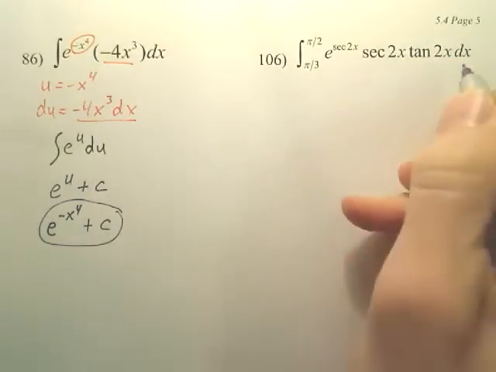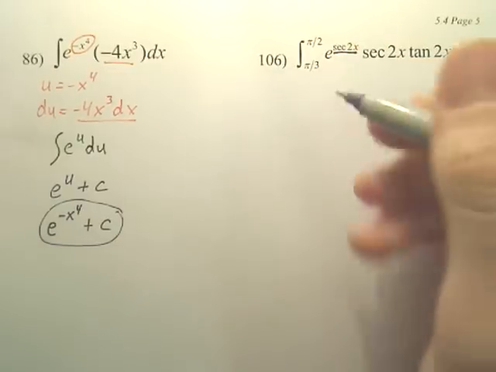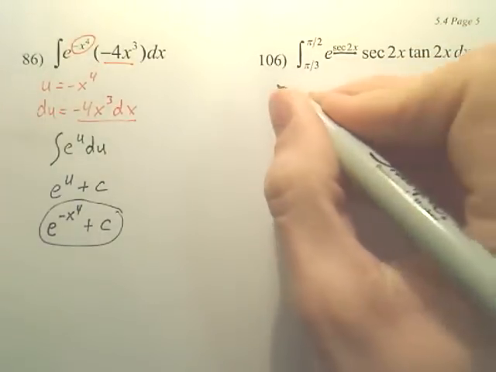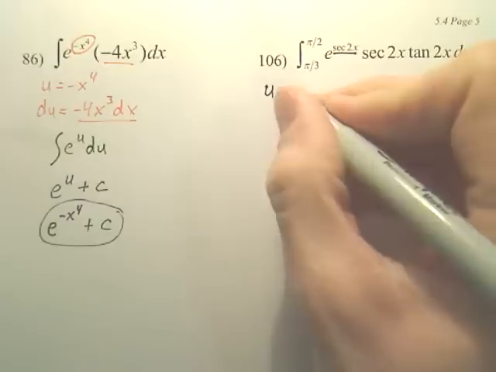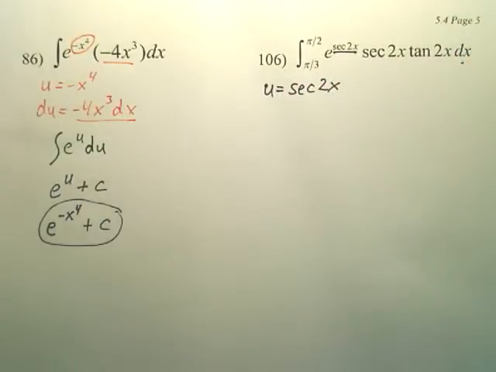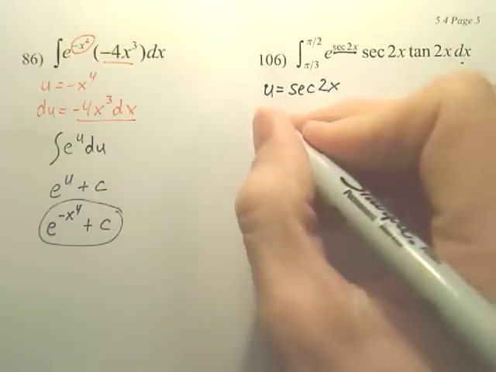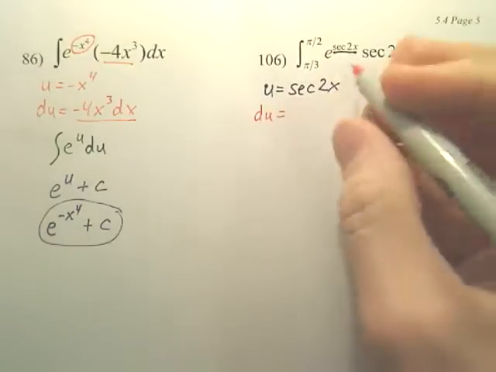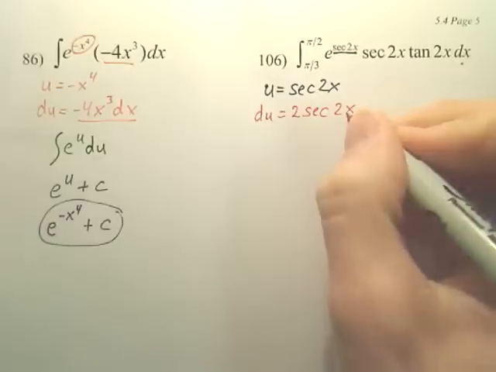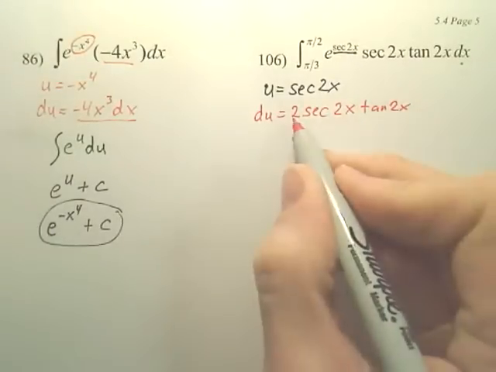Now, number 106 here, you have to realize that this is going to be your u, because when I derive that, I get all of that. But you got to be very careful. U is secant 2x. But when I derive secant 2x, du is actually 2 secant 2x tangent 2x. And a lot of people forget that 2 there.